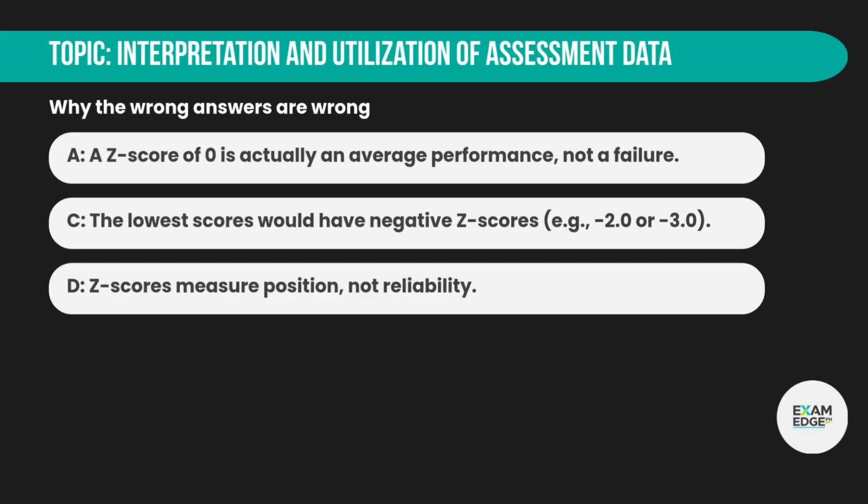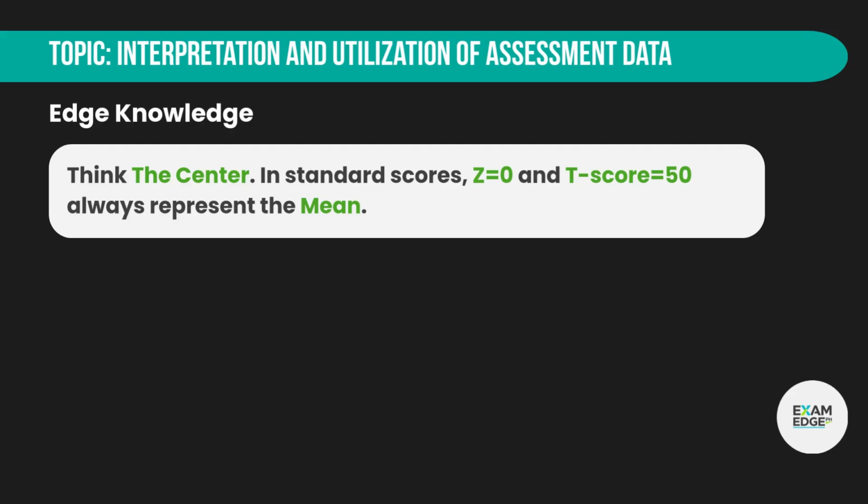Why the wrong answers are wrong. A. A z-score of 0 is actually an average performance, not a failure. C. The lowest scores would have negative z-scores, e.g., -2.0 or -3.0. D. Z-scores measure position, not reliability. Edge knowledge. Think the center. In standard scores, z equals 0 and t-score equals 50 always represent the mean.